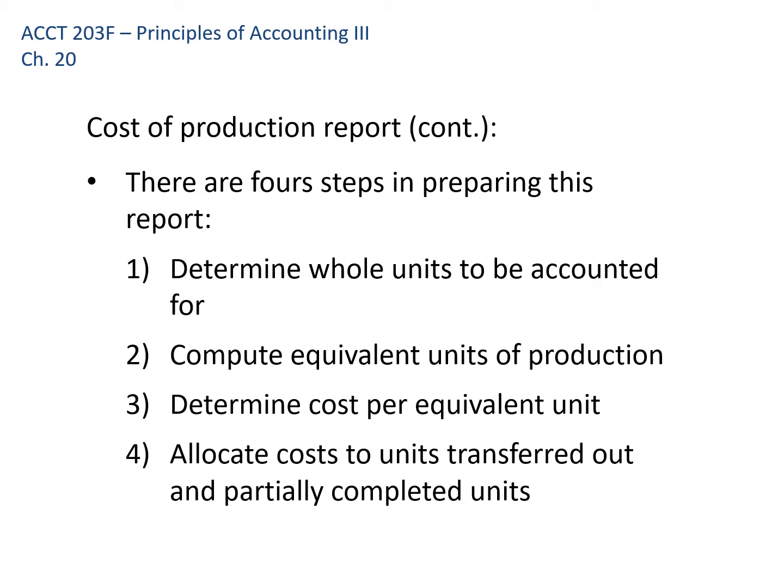Okay, that's whole units of what we did. We'll use that information to determine the cost per equivalent unit, and then use that cost per equivalent unit to allocate the cost to what we transferred out and what is in ending work in process, or partially completed units. So I'm going to talk about the first two steps in this lecture, and then I'll cover steps 3 and 4 in the next lecture.